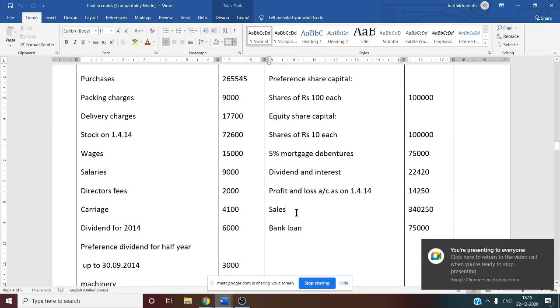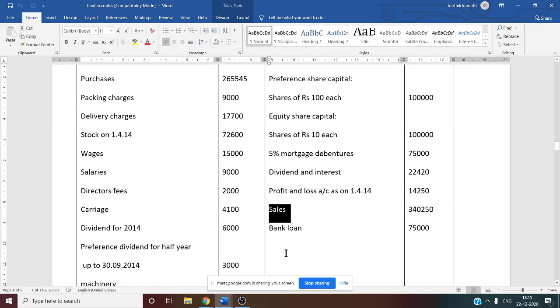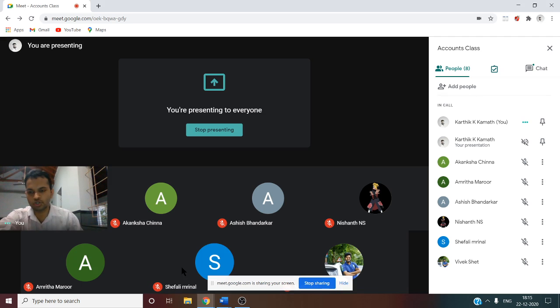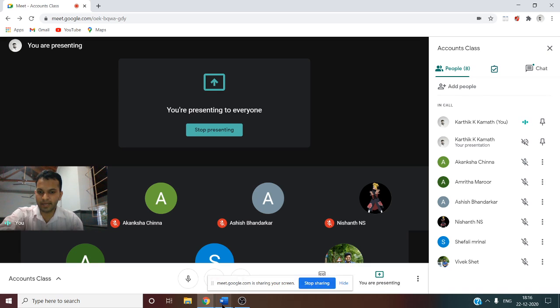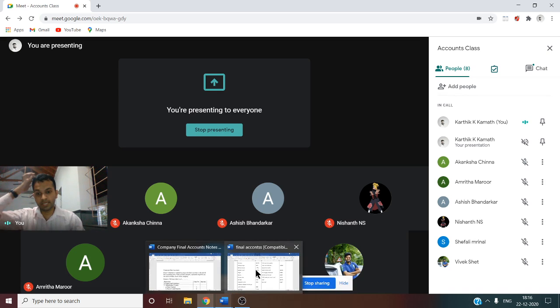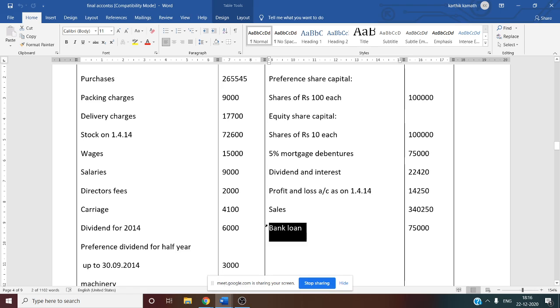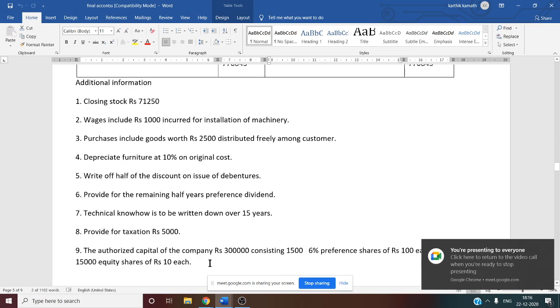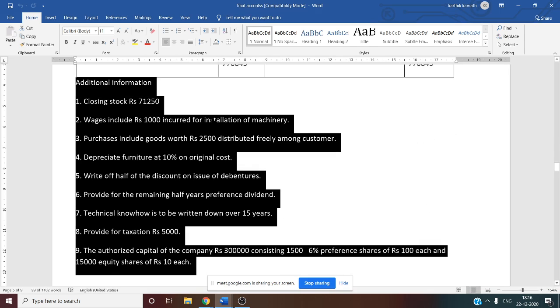Reserves and surplus. Sales, working note number 22, that is revenue from operations. Then bank loan, that is a long-term borrowing, working note number 3. There you can show this information. Now we have discussed all the items given in the trial balance. Yesterday we prepared half of the problem. Now today we prepare the balance sheet. So once again we'll look at this adjustment. Closing stock.